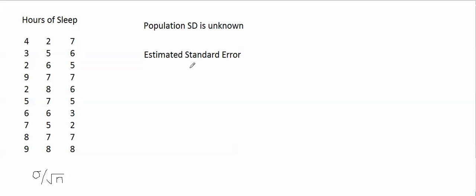The formula for the estimated standard error is the same as the formula for the actual standard error. It's just that the population standard deviation is replaced with the standard deviation of the sample. And the sample standard deviation is the letter S. So the formula for estimated standard error is S over square root of n. To get the estimated standard error, you calculate the standard deviation of your sample, and you divide that by the square root of your sample size.